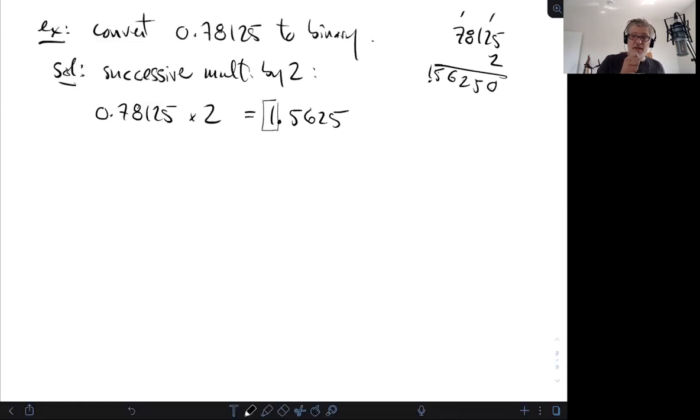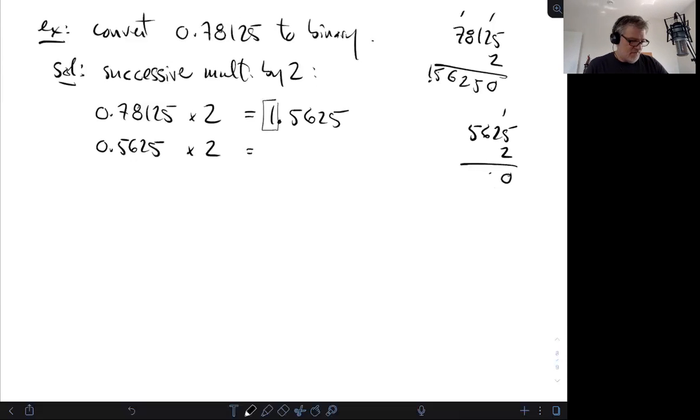That'll be my first bit after the binary point. So what do I do now? I forget about this integer part and repeat with the fractional part. 0.5625 times 2. 2 times 5 is 10, 12, 11. I have 4 decimal places, so this is 1.125. Okay, so I've got another one. Get rid of the integer part.